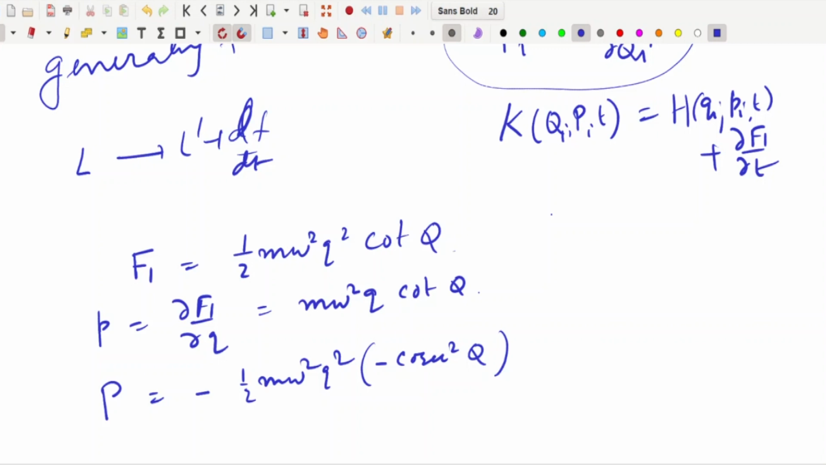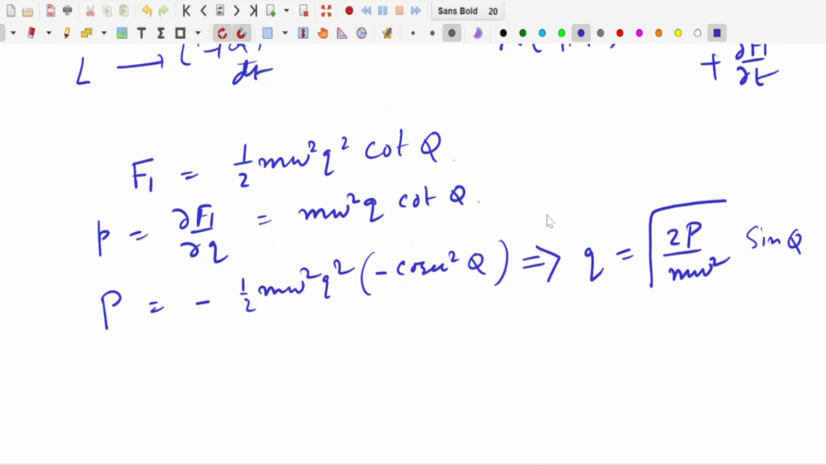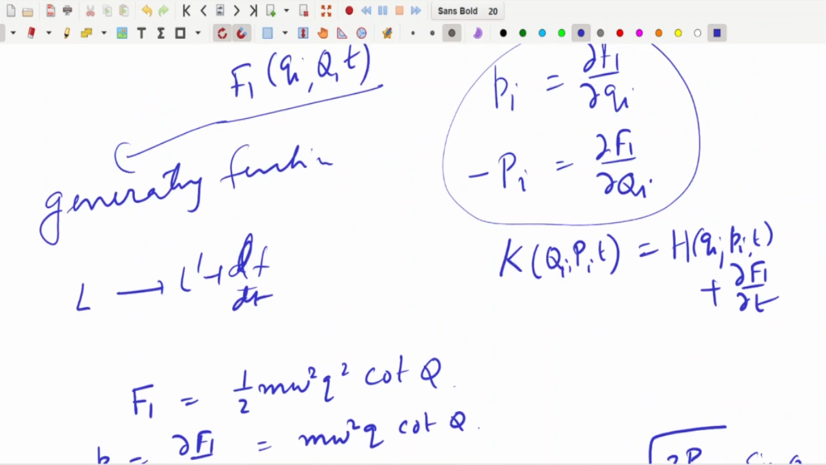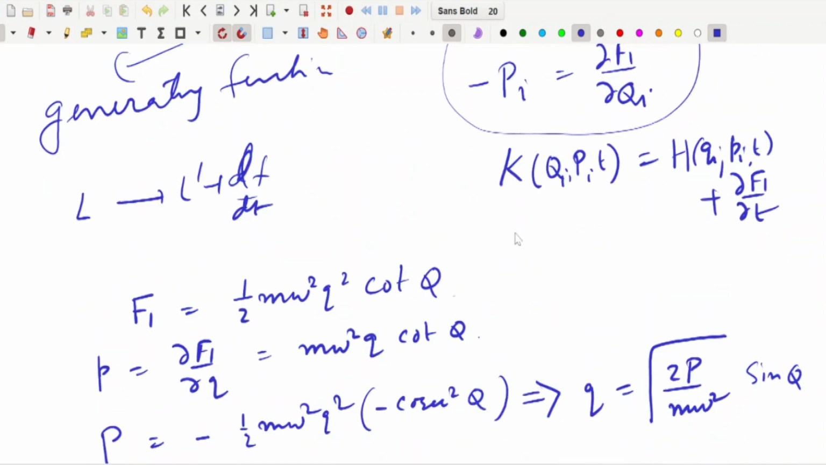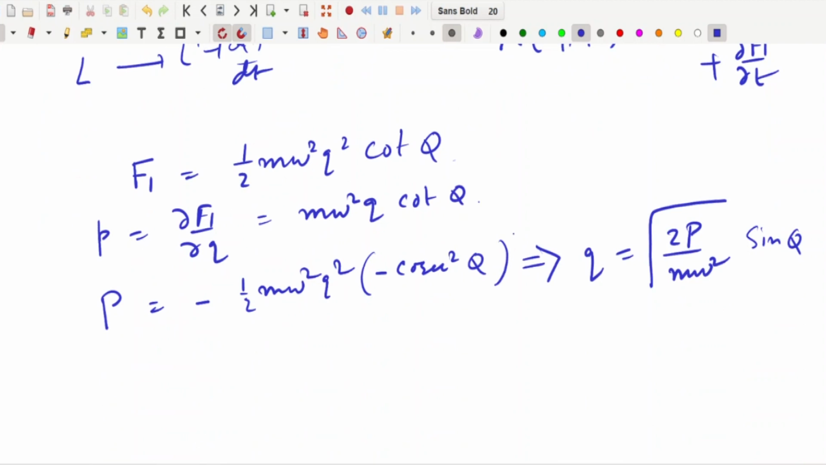So from here, if we re-express the second equation in terms of small q, then q will be root of 2P by m omega square times sin Q. Okay. Now, suppose we substitute this. So this is a canonical transformation. Our claim is that this is a canonical transformation because I have used those equations from F1. So this transformation will be canonical, and we will apply it to a harmonic oscillator.